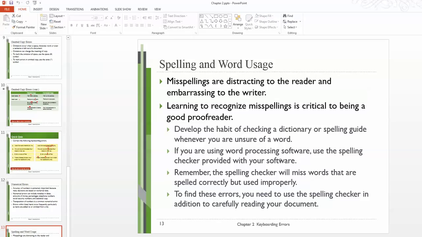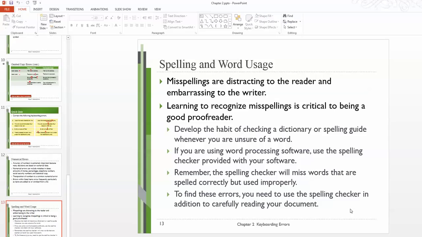If you're using word processing, and I know you are, then make sure you're using the spell checker, but don't be 100% dependent on it. Remember, the spell checker is going to miss words, and you're going to be required to fill in that gap. And to find the errors, you're going to need to just be very, very patient as you read the document and be ready to find those errors. So that wraps up the actual PowerPoint.